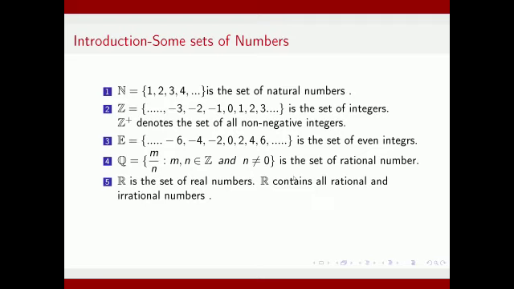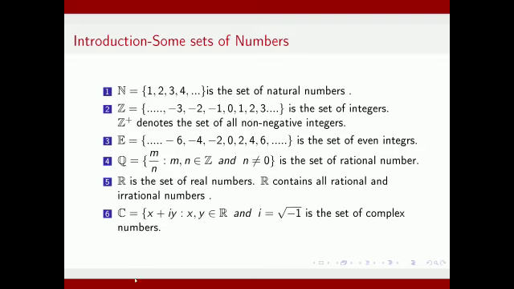Set of real numbers is denoted by capital R, and R contains all rational and irrational numbers. Set of complex numbers C contains the elements of the form x plus iy where x and y are real and i is equal to root of minus 1.